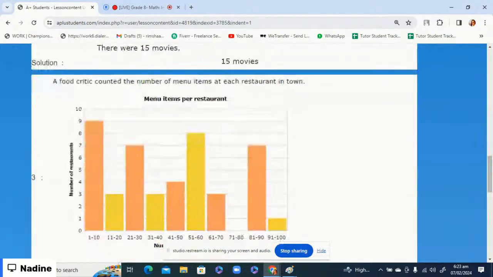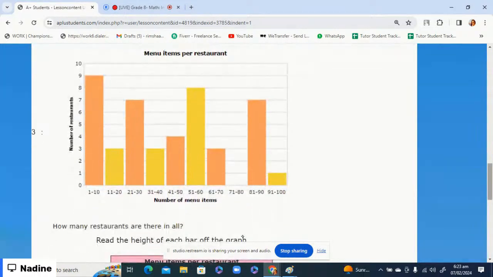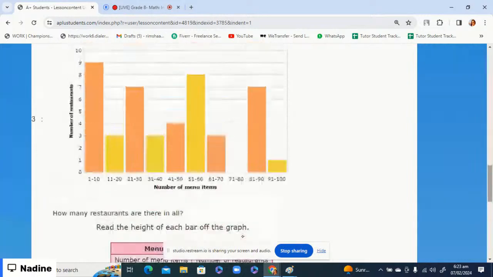Okay. A food street counted the number of menu items at each restaurant in town. This is the graph that is given. Number of restaurants, these are from 0 to 10, and here, number of menu items. Now, how many restaurants are there in all? Again, we just count in all.